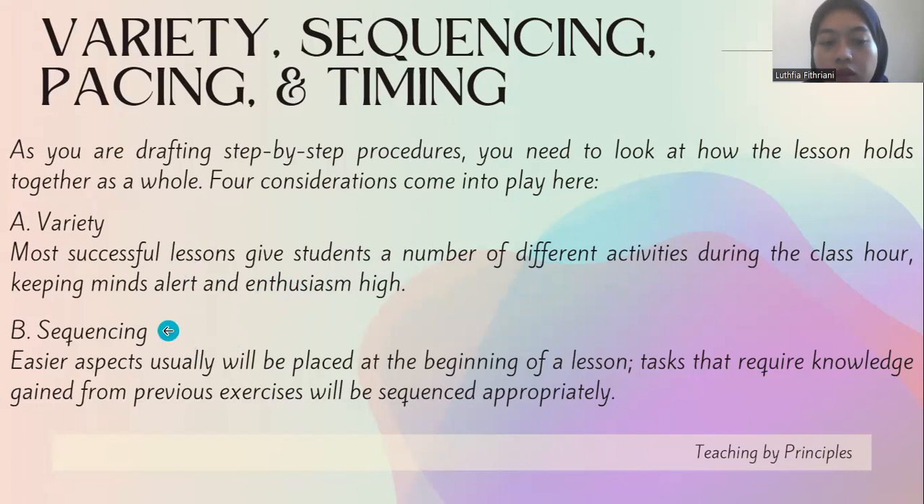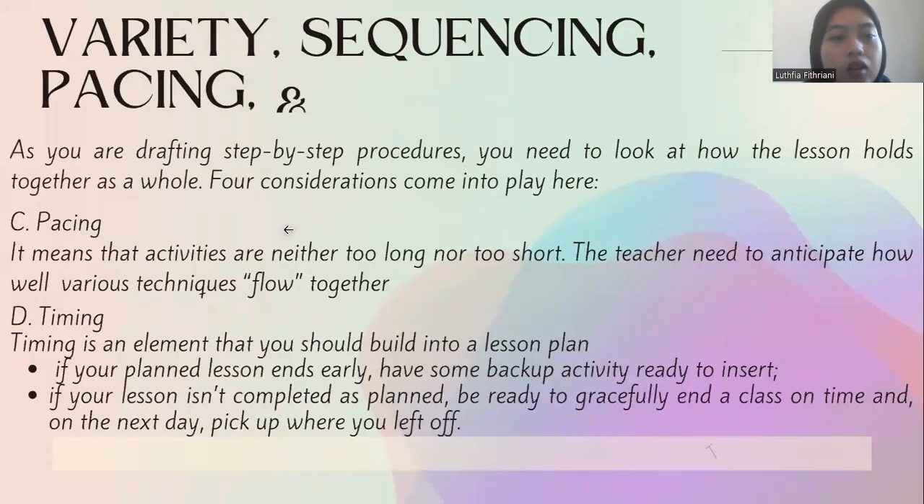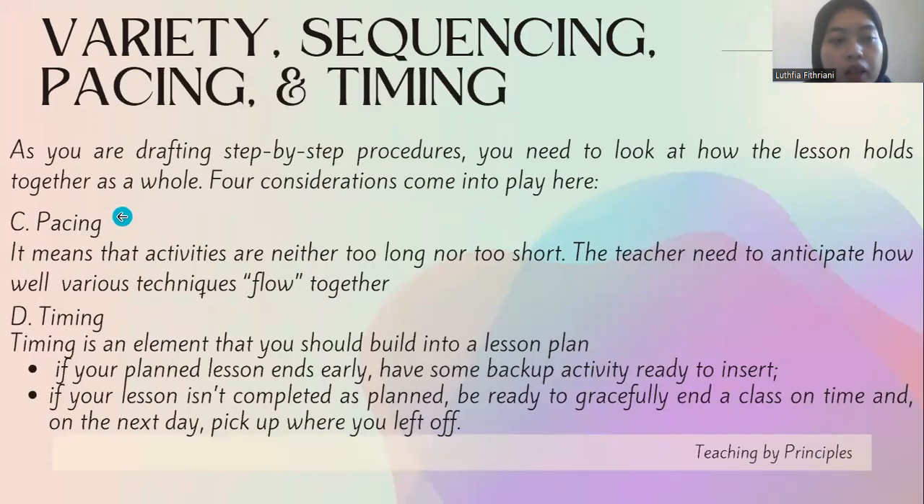Easier aspects usually will be placed at the beginning of a lesson. Tasks that require knowledge gained from previous exercises will be sequenced appropriately. Third, pacing. It means that activities are neither too long nor too short. The teacher needs to anticipate how well various techniques flow together.